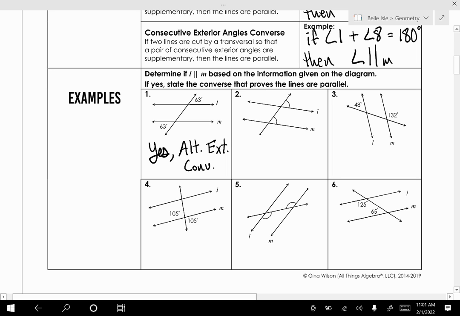Okay, number 2. We have 2 angles. We don't know the measurements, but what do we know based on the markings that they've made? They're the same. Yes, these right here.